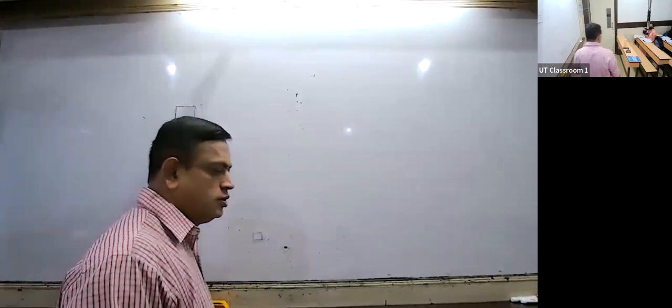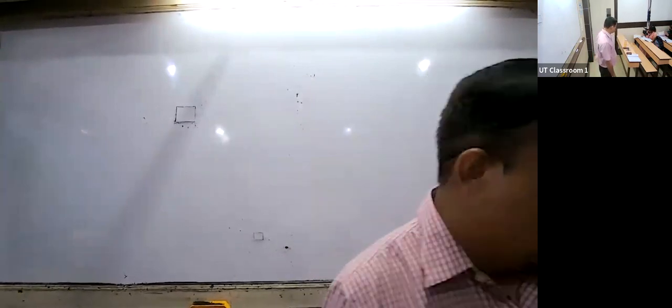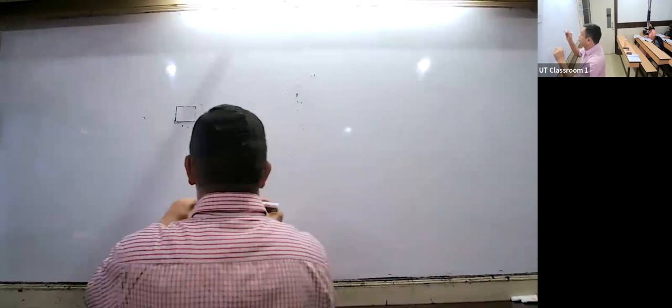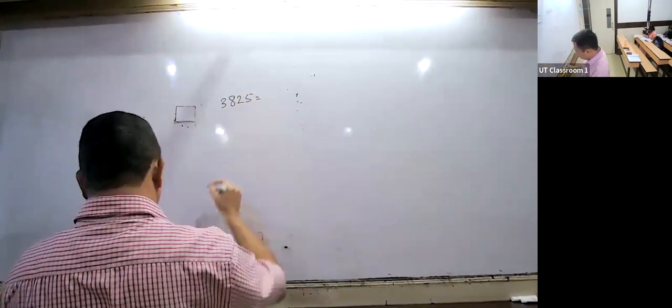Okay, chalo. Take out and open your volume. Exercise 1.2. All of you taken? Page number 5, question number 1. Kritika, read the question. Each number as a product of its prime factors. Okay, prime factorization you have to do. First number 3825.